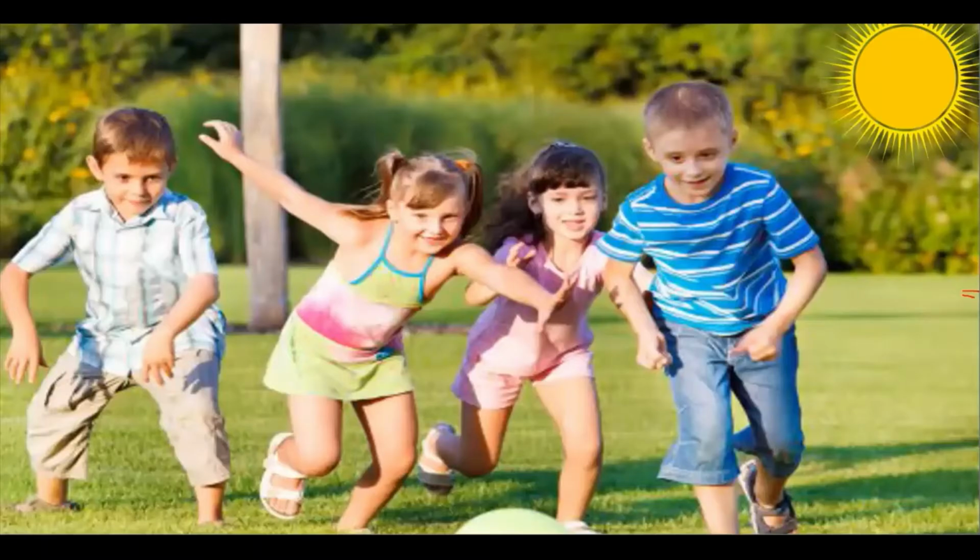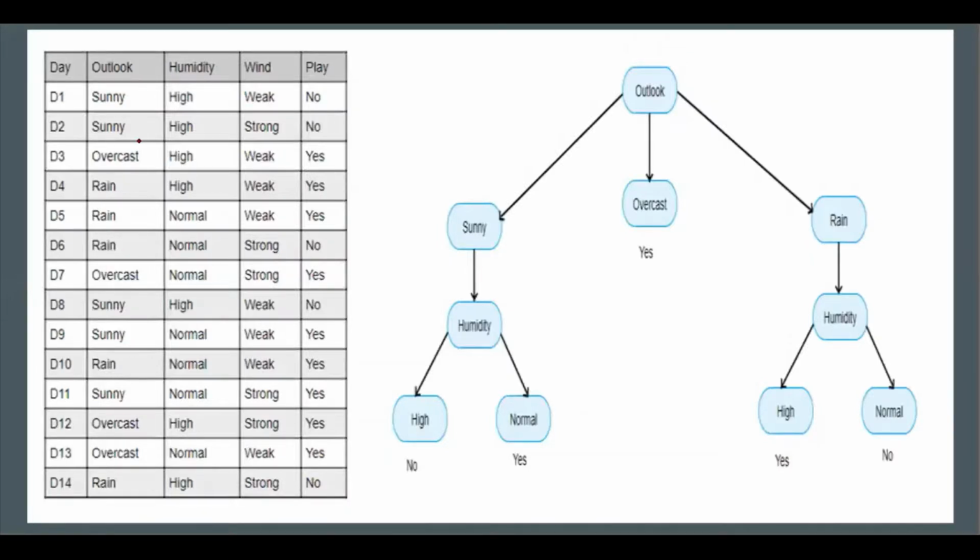We have a data set. This is the data set. And here we have 14 days. Starting from day 1, we have 14 days. What happens is, out of all these days, someone has to go out and play. Let me check the first one.